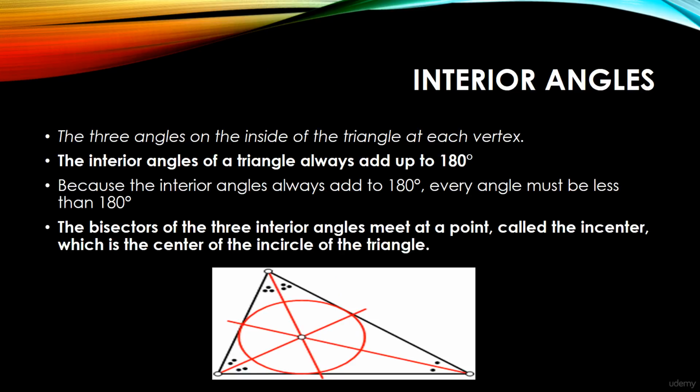Interior angles. The three angles on the inside of the triangle at each vertex are the interior angles. The interior angles of a triangle always add up to 180 degrees. Because the interior angles always add to 180 degrees, every angle must be less than 180 degrees. The bisectors of the three interior angles meet at a point called the incenter, which is the center of the incircle of the triangle.